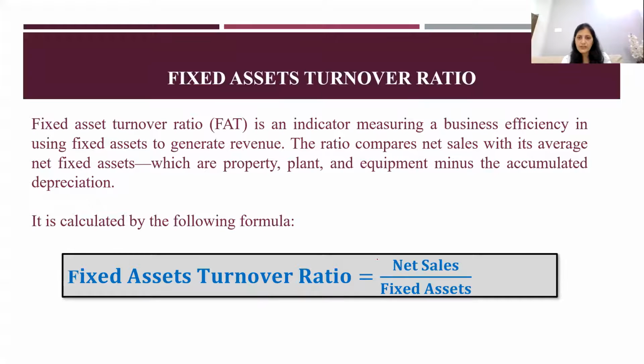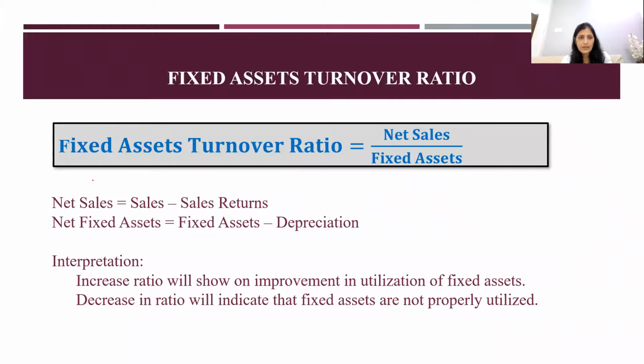It is calculated by the following formula. Fixed assets turnover ratio is equal to net sales divided by fixed assets. Now all of you know net sales, that's total sales minus sales returns. Total sales is nothing but credit sales plus cash sales. Fixed assets, as we have seen here, net fixed assets: plant, machinery, building, equipment, etc. minus the accumulated depreciation. So write down this. Fixed assets turnover ratio, same formula I have repeated: net sales divided by fixed assets. Net sales is sales minus sales returns. Net fixed assets is equal to fixed assets minus depreciation.